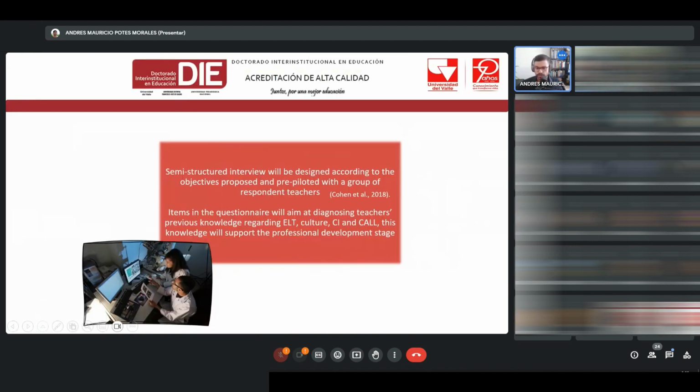All right, so a semi-structured interview will be designed according to the objectives proposed and pre-piloted with a group of responding teachers. After this, the questionnaire will be shared with 2 experts. These 2 processes will help review the bias, refine the questions, and limit the length to the appropriate wording of the questionnaire itself.